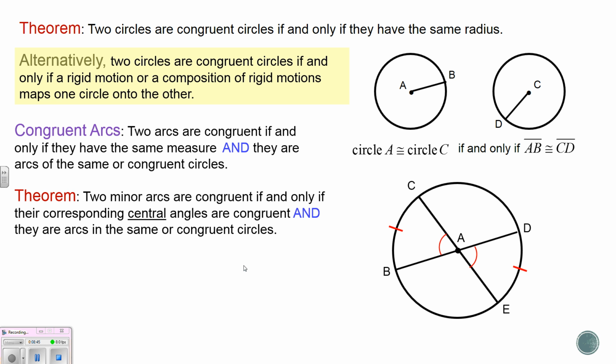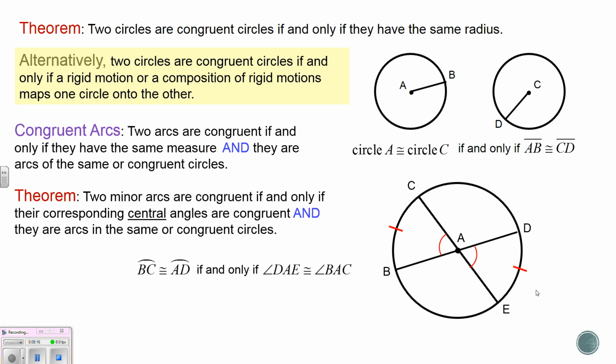Another theorem is that two minor arcs are congruent if and only if their corresponding central angles are congruent and they are arcs of the same or congruent circles. So if you know these two angles are congruent, these are both central angles, then I can say arc BC is congruent to arc DE.